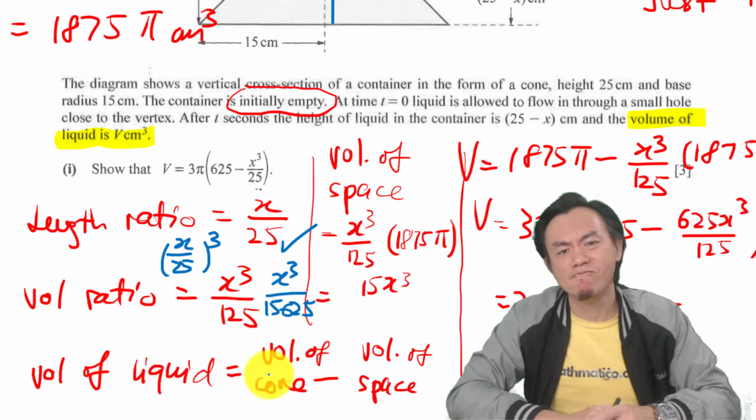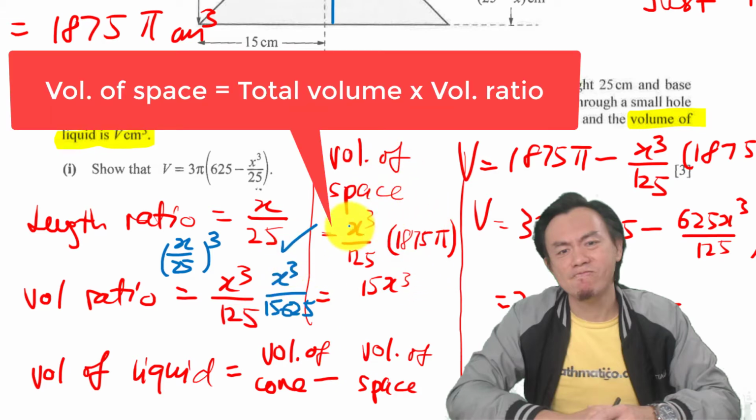The volume of the liquid, which is what we want to find, is equal to the volume of the cone minus volume of space. The volume of the space would have been this ratio times the original, isn't it?